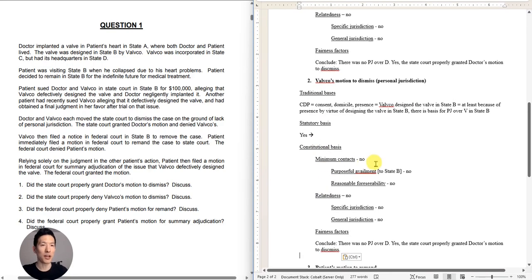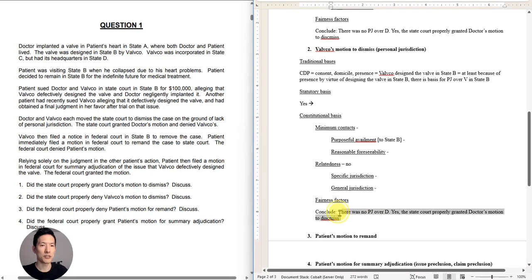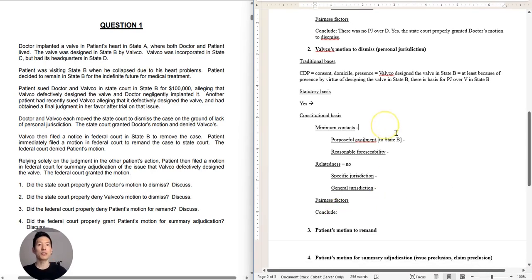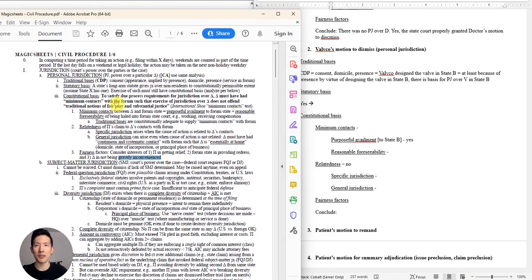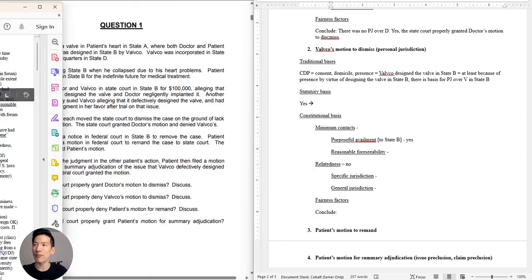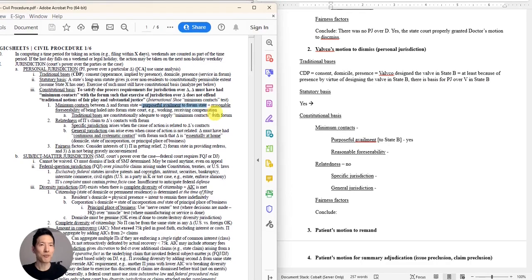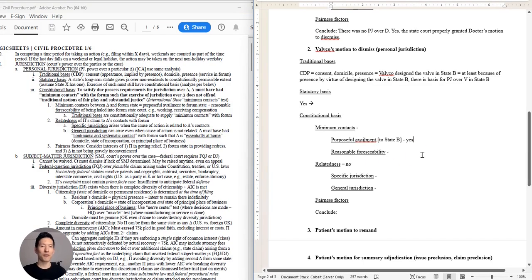We can actually just literally copy and paste. Clear these answers. Okay, so the minimum contacts, was there purposeful availment to state B? Yeah, Valveco designed the valve in state B, so there was availment to state B. Let's just double check the rule. Purposeful availment to the forum state, which is state B. Reasonable foreseeability of being hailed into the forum state court, state B. Working, receiving compensation. So it's a little bit different for a company.